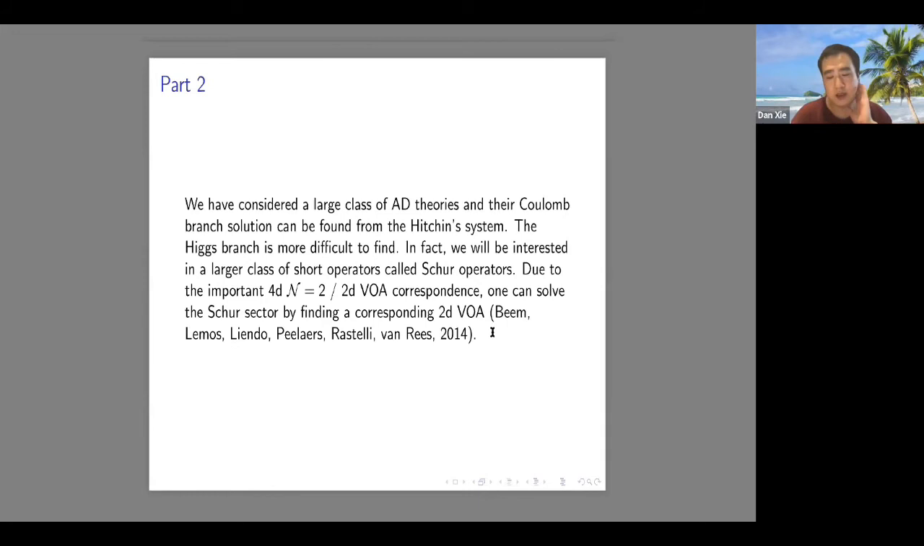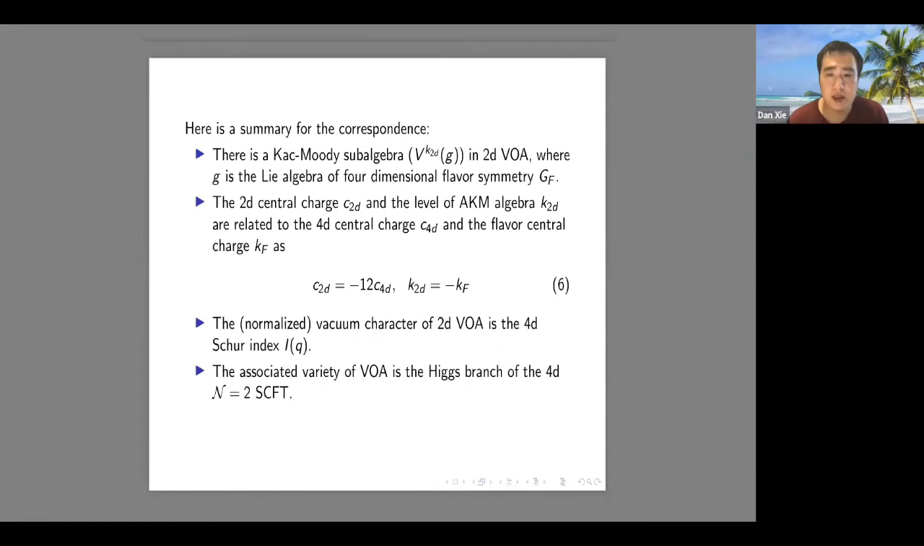So here's a summary for the correspondence. There's a Kac-Moody subalgebra in the two-dimensional VOA for each four-dimensional flavor symmetry. Here G is the algebra of the four-dimensional flavor symmetry. This is the first correspondence. The second correspondence is the most useful one for finding the correspondence, the numerical ones.